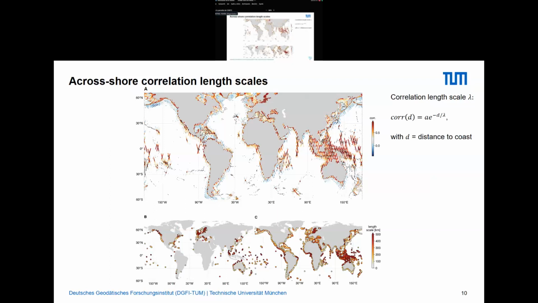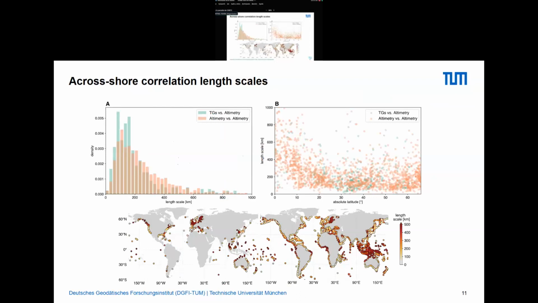And again, I showed a slide from the first plot, and based on this analysis, I computed cross-shore correlation length scales simply by fitting these correlations on the track to an exponential decay function. And this decay factor lambda gives us this decay scale. And in the bottom plots, I plotted these cross-shore decay scales. On the left, that is based on altimetry versus tide gauge observations, and on the right, it's altimetry versus altimetry only, and we use here a virtual station approach.